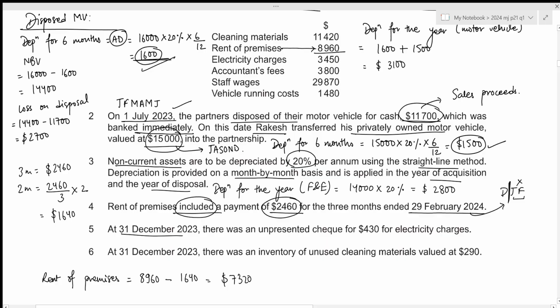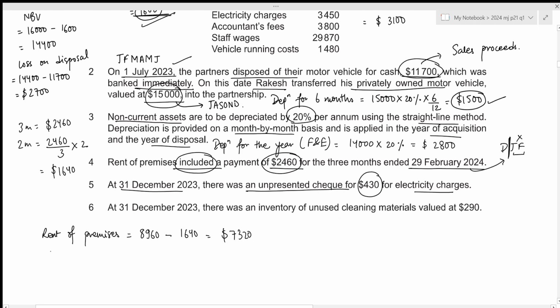Now at 31st December 2023, there was an unpresented check for 430 for electricity charges. So it just means that we need to include this 430 as the accrual at the closing date, and accrual at the closing date will always be added. So let's do that. We can start with the electricity charges given above. It's right here to be 3,450, and this should also include the amount of 430, and this is not included yet because these are the unpresented checks, which is not included in the bank account yet. So the total amount for the electricity charges will be 3,880.